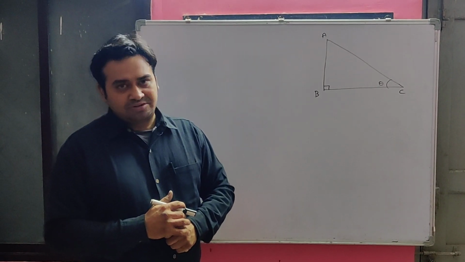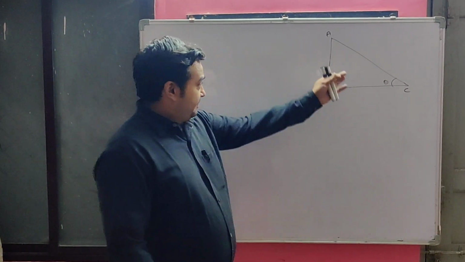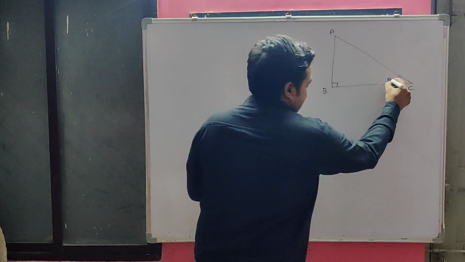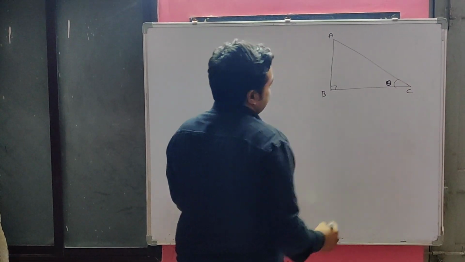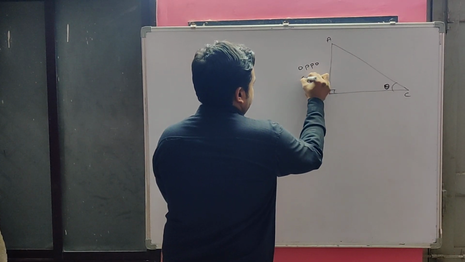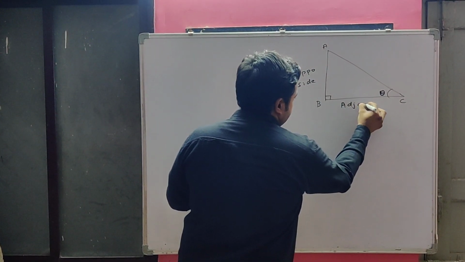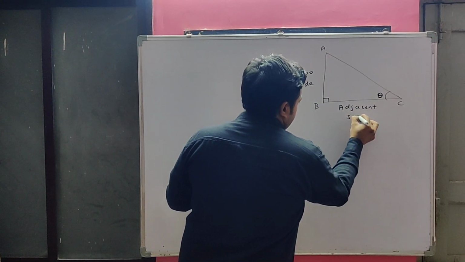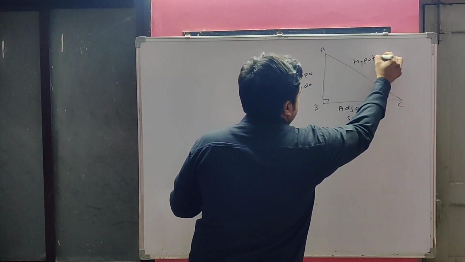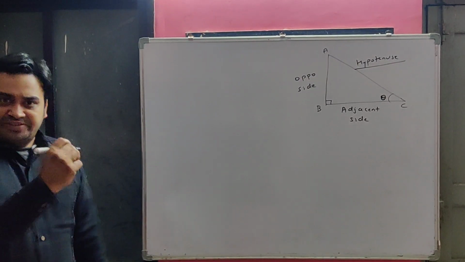It's sine theta, cos theta and tan theta. These are the main formulas for the trigonometry. We'll study everything with the right angle triangle. So if we are taking this as the theta, for this theta, we can say opposite side is this and adjacent side is this. And this side we call as a hypotenuse, the biggest side. So let's start with the formulas.